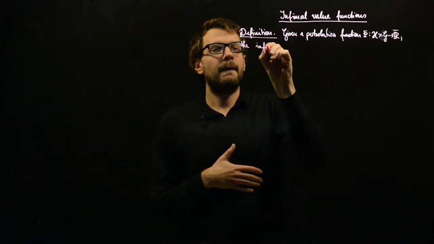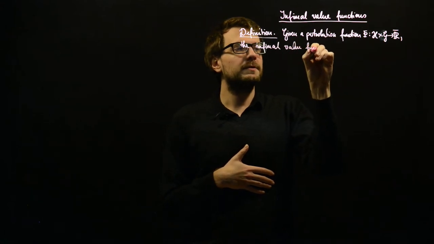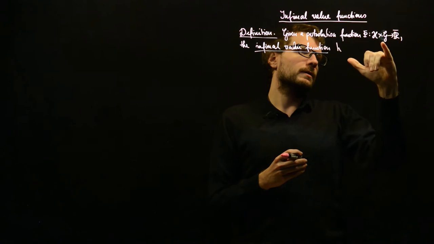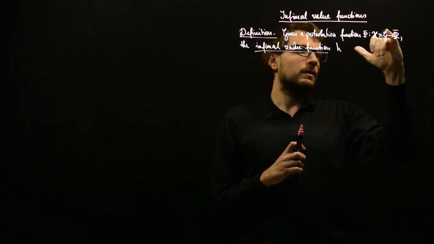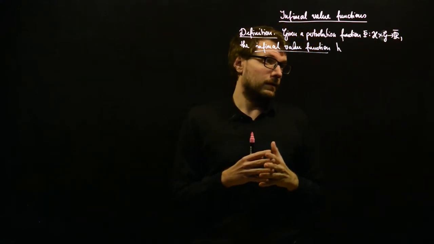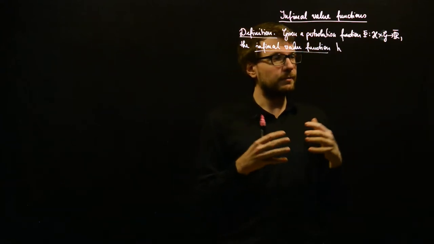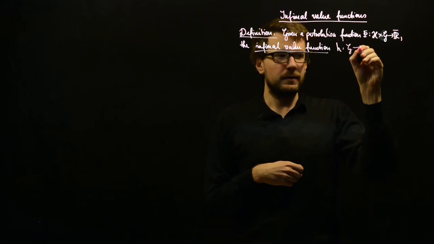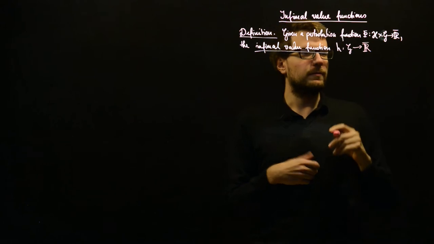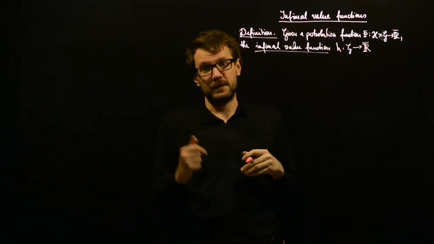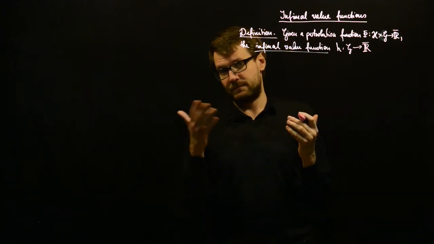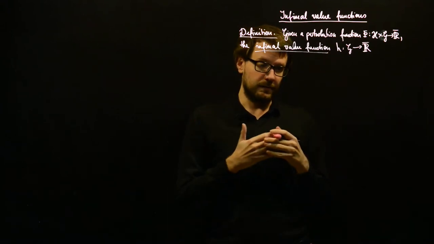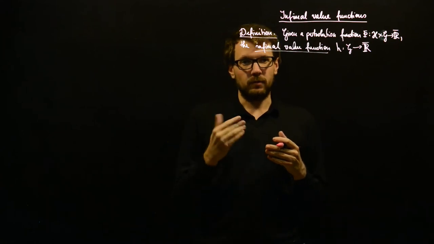the infimal value function h here should take a perturbation, so basically the second variable to phi, and then give back the infimal value of the perturbed problem. So it should take a variable from the space G and return some value from the extended real line, so either a real number or plus or minus infinity. So plus infinity if the problem is basically infeasible, and minus infinity when the problem is unbounded, that is, when there are arbitrarily small function values.